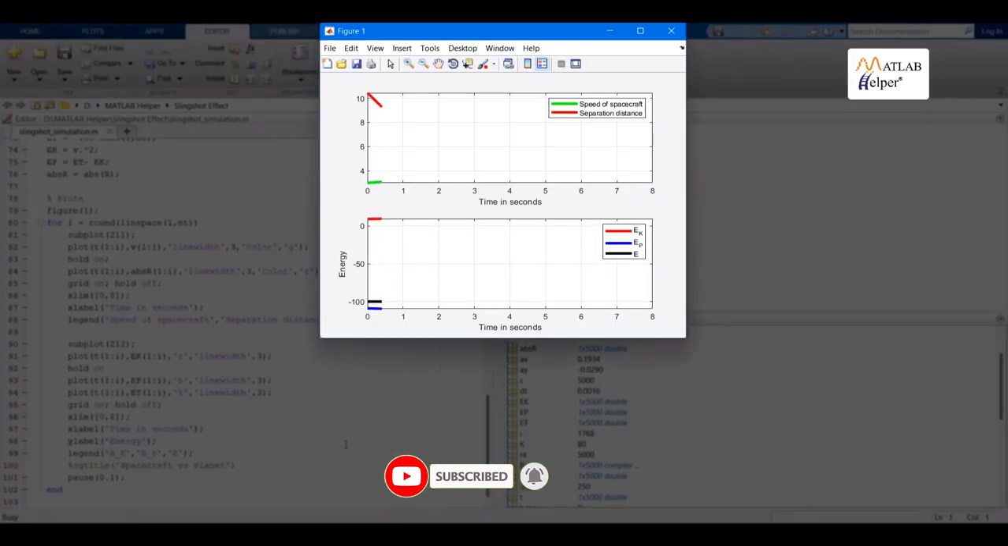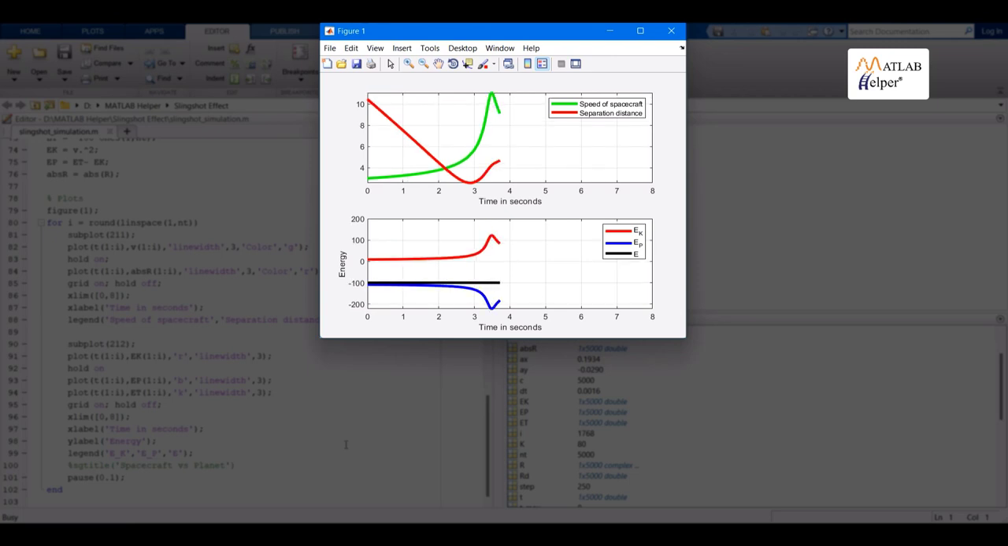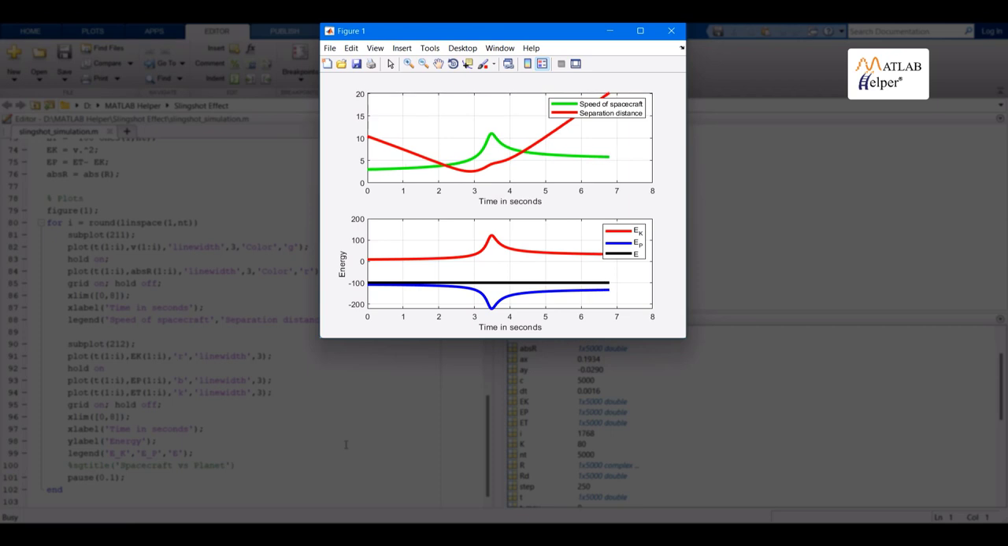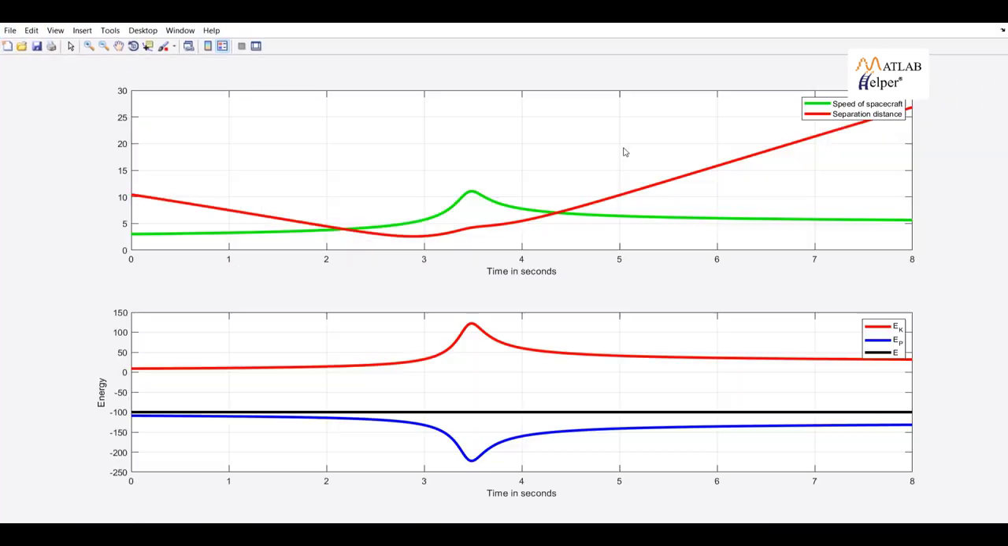Now let's run the code and check our results. Let me solve the mystery of these graphs for you. The first graph shows the relation between the spacecraft speed and separation distance between it and the planet. We can see that with time, the separation between the spacecraft and the planet decreases and the speed of the spacecraft increases. This happens due to the gravitational pull of the planet.